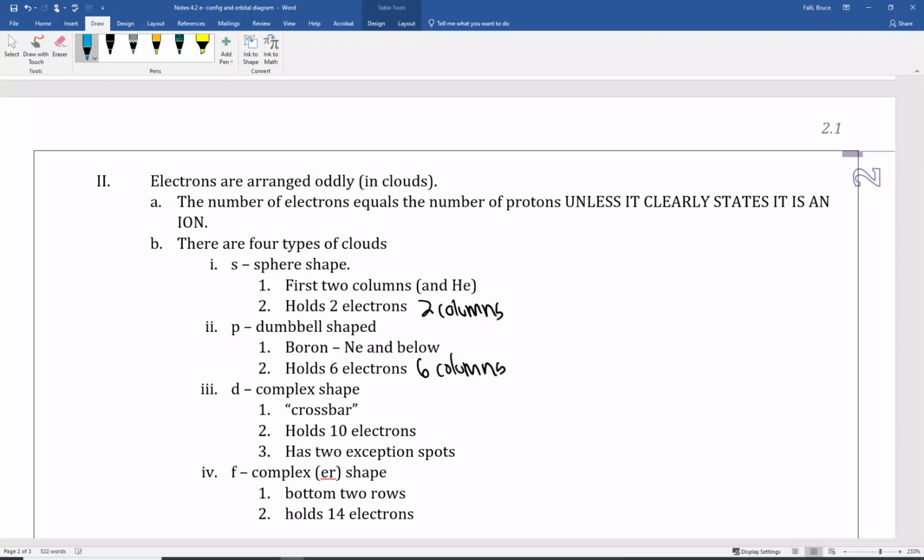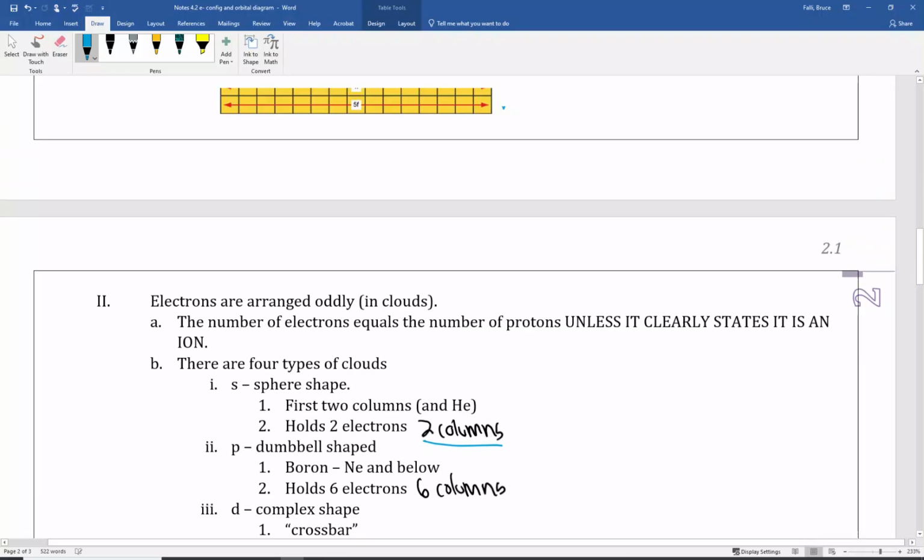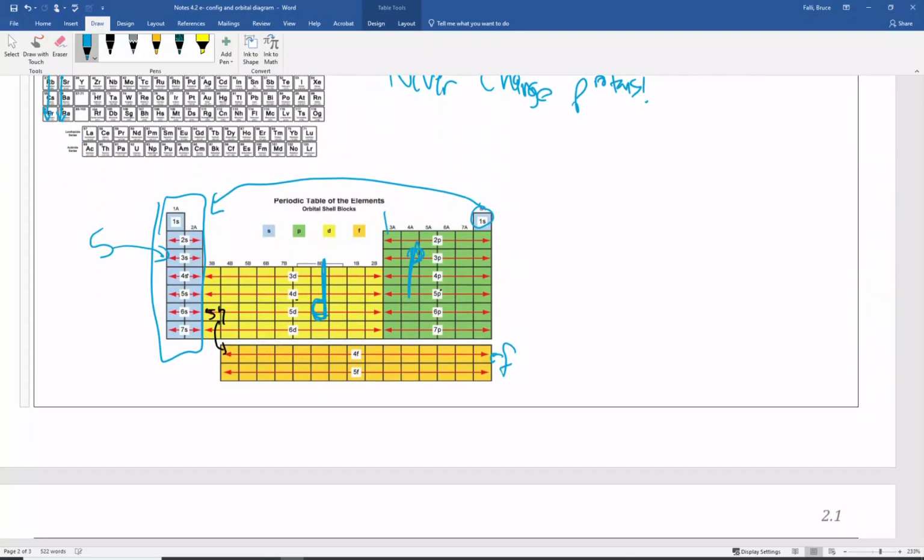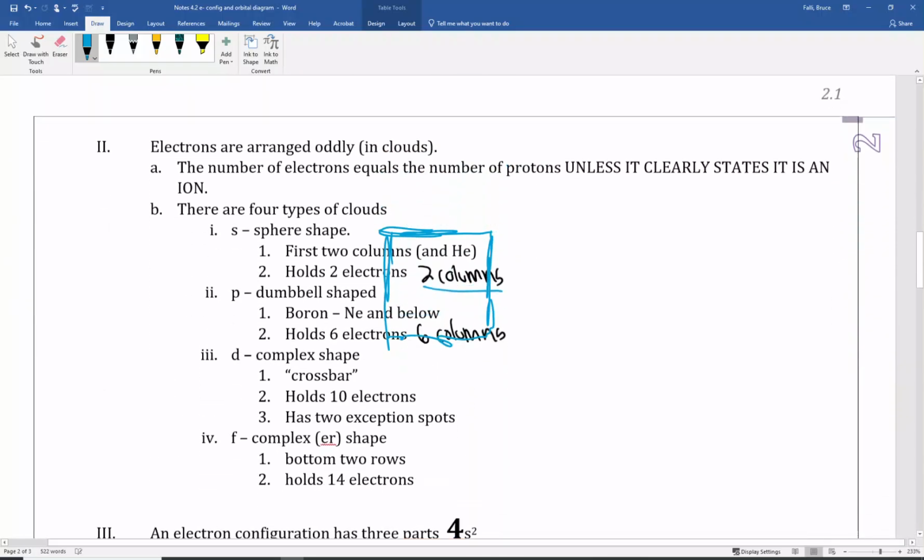There are 4 types of clouds. S, which is the first 2 columns, and helium, and it holds 2 electrons. 2 columns means it holds 2 electrons. P is dumbbell shaped. Boron through neon and below. So what that means is here's boron, here's neon. So this group right here, here are my P orbitals. Okay.